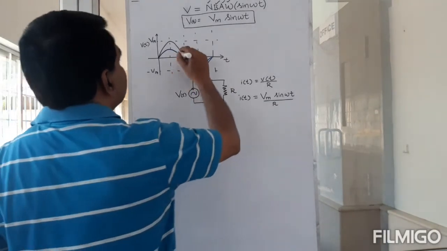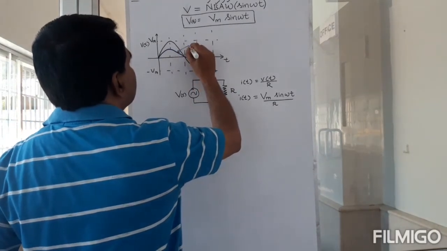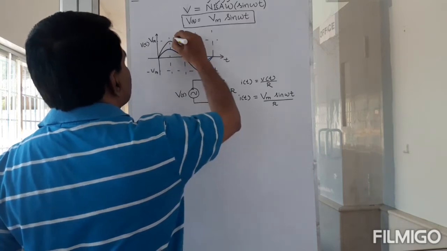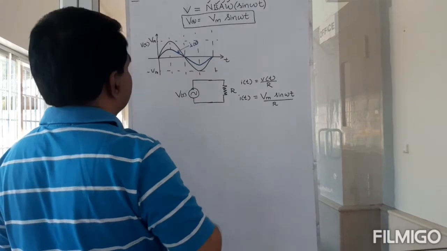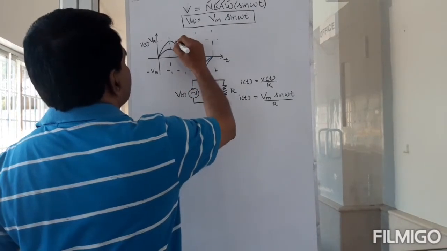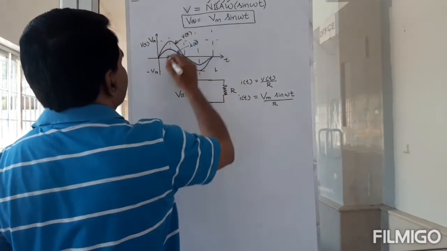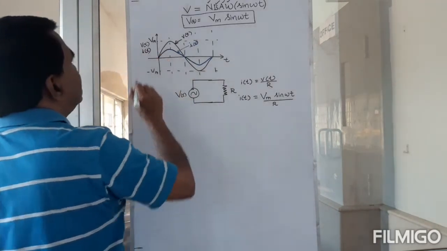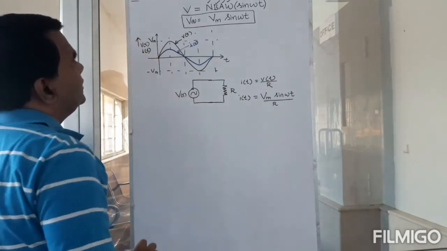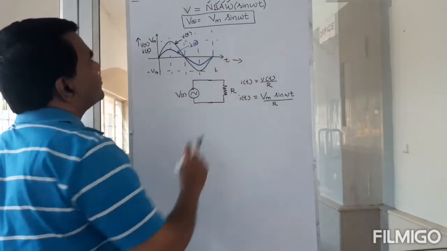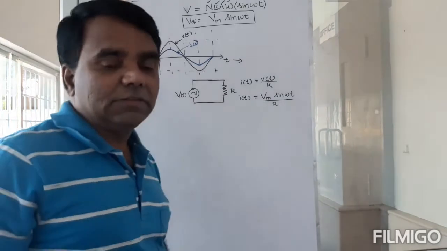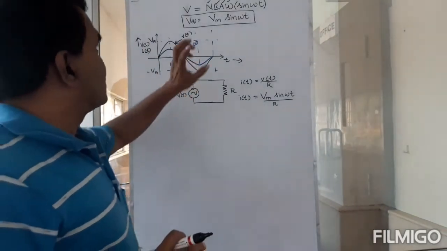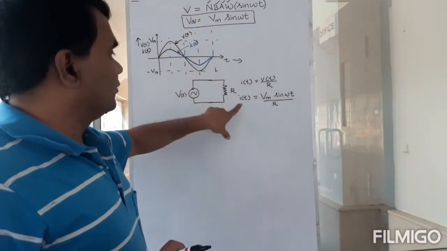So this is I of t, and this is V of t. This is V of t. So I also have I of t here. So the graph will look like this. Okay, so we found voltage, we found the current.